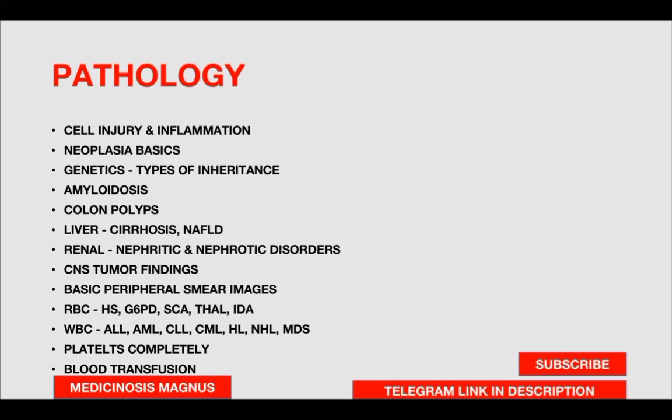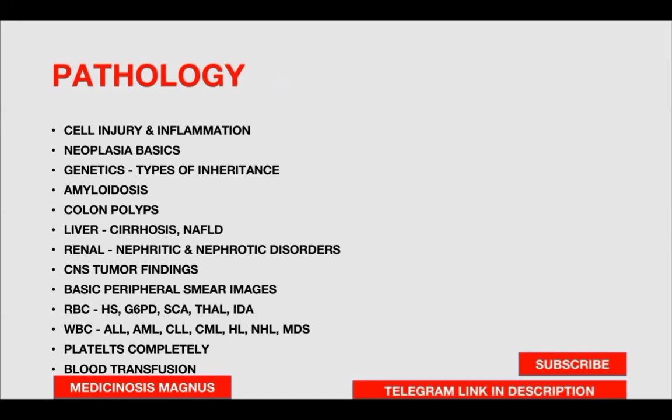In pathology, it is very important to know the slides and the images. So make sure you go through all the images as much as possible in pathology. And topic wise, cellular injury and inflammation, both acute and chronic, neoplasia, all the basics. Genetics, types of inheritance is very important. Most of the times you get a question in this.